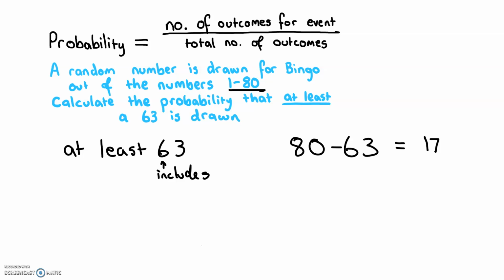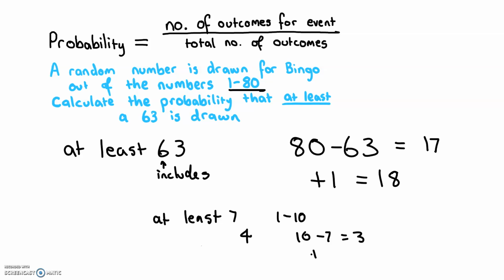And to work out at least 63, we're also going to have to add one more to get 18 because 63 is included. And if you're having trouble thinking about why we add 1, think about if you said at least 7 with the numbers 1 to 10. If you count on your fingers, 7, 8, 9, 10, there's 4 outcomes that include 7. So even if you did 10 take away 7, you'd get 3. So you need to add 1 to include that number in the at least. So we've got 18 outcomes that fit into this category.